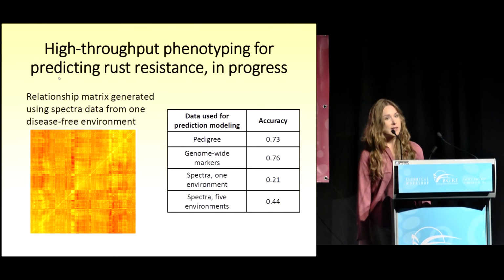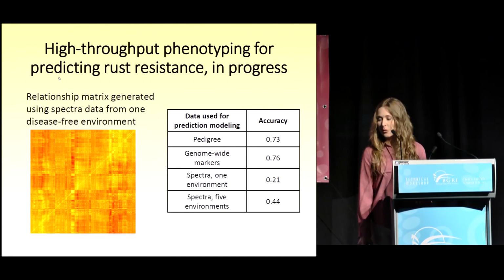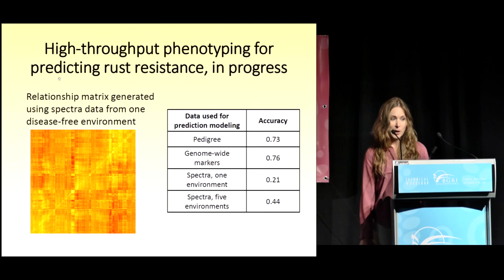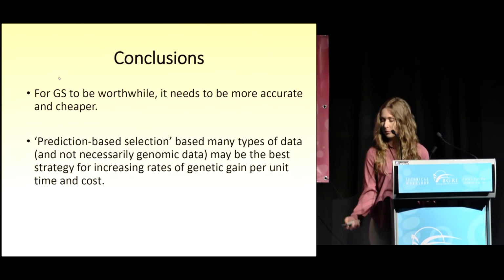We're not quite there yet to the point with yield, but this is still really interesting because we don't even have disease in our environment. This is just a proof of concept that it's possible to use this kind of data also for traits that are not yield.